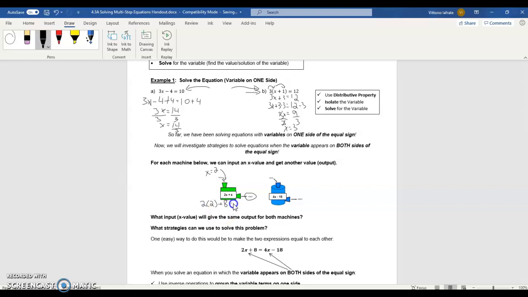And that's going to be equal to 10 plus 8, which is equal to 18.